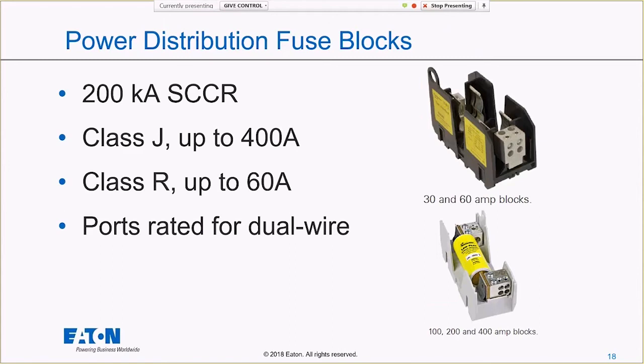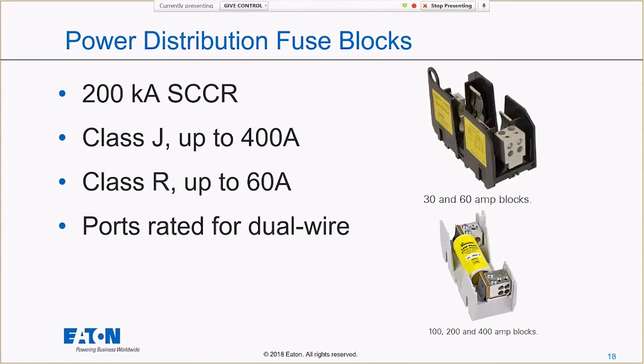It's got 200 kA SCCR. And the best thing about these is that it is 200 kA short circuit current rating, period. There's no, it is this when you use this gauge wire, it's this when you use that. It's just 200 kA, period. So it's easy. You don't have to scour those charts to make sure you're reading it right. You can get Class J up to 400 amps. You can get Class R up to 60 amps.